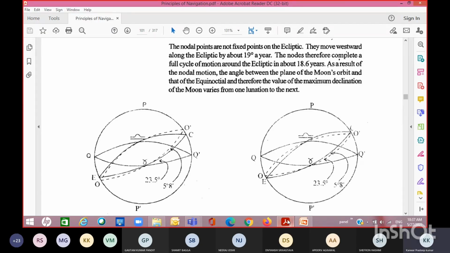Q dash C is the maximum declination of the sun. Q dash O dash is the maximum declination of the moon, either side. And there are two nodes, ascending node and descending node. We need to know this because when an eclipse takes place, it has to be during the nodes.